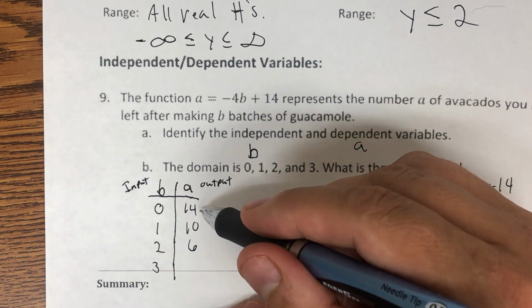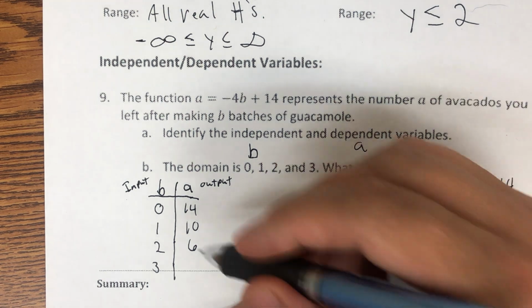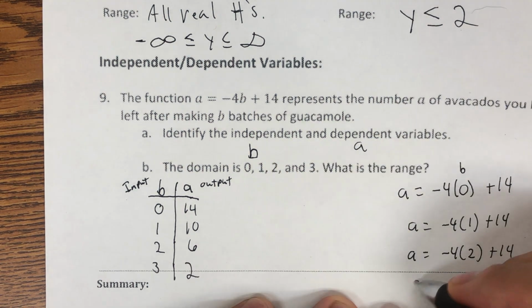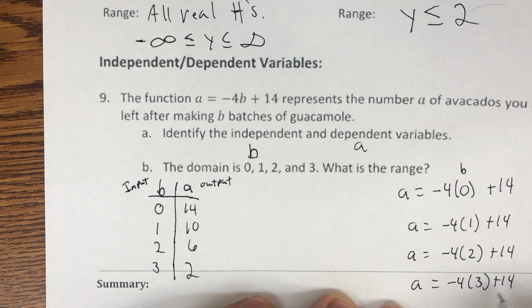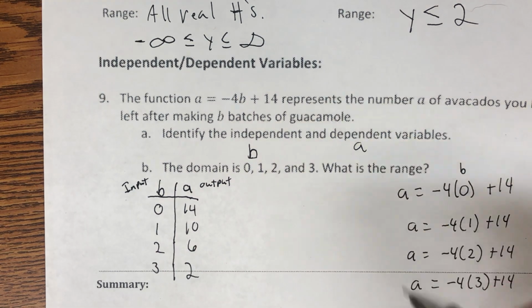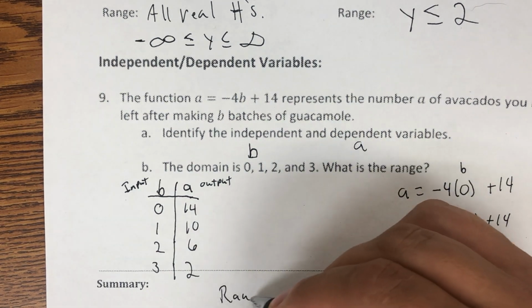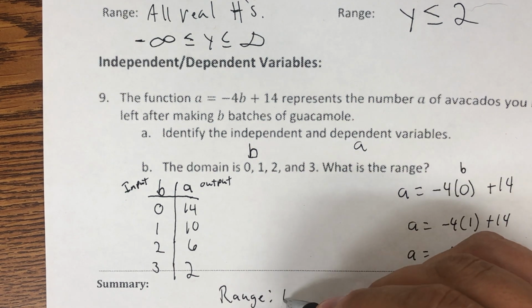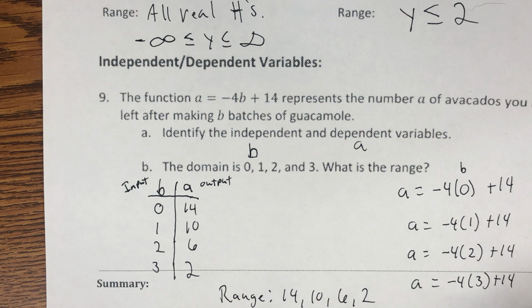You should see the pattern here. It's going down by how many each time? Down by 4. So my next one should be 2 when I put in 3. Negative 4 times 3 plus 14, negative 12 plus 14, is indeed 2. So the domain is 0, 1, 2, and 3. The range, I'm going to list this down here, is 14, 10, 6, and 2.